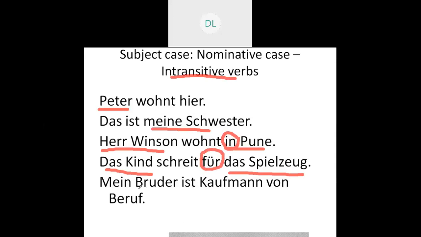On the same line, the last sentence: mein Bruder ist Kaufmann von Beruf.